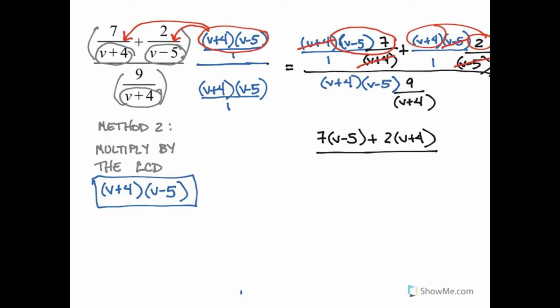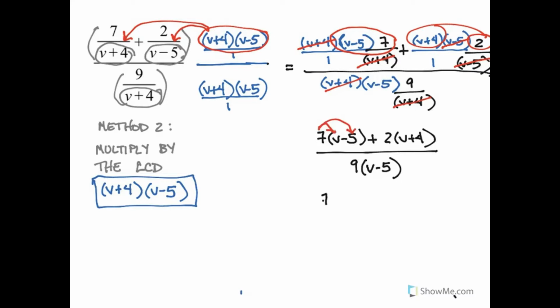When I multiply the denominator, its little denominator also cancels with the v plus 4, and so the new denominator again is not a fraction. It's 9 times v minus 5. So this step has turned the complex fraction into a regular fraction, which I guess is better. And now we can simplify.